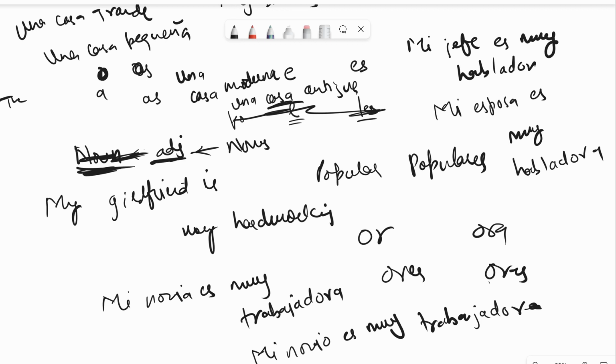Enough for today. In our next session, I am going to deal with the difference between ser and estar. Again, it's one of the topics that most of the English speakers have a lot of difficulty dealing with because there is no such concept as ser and estar in English language. So we'll be dealing with that. I'm going to simplify things as much as I can to make it easier for you.